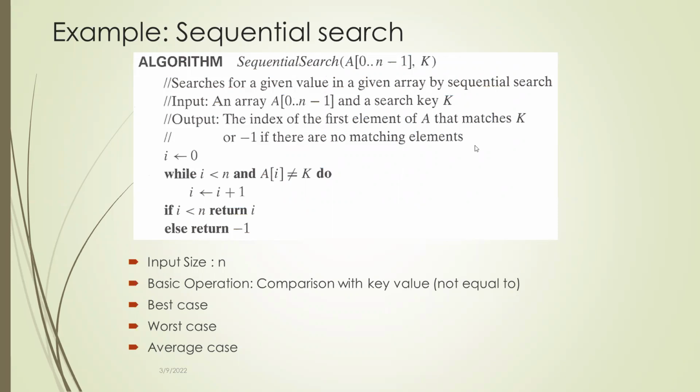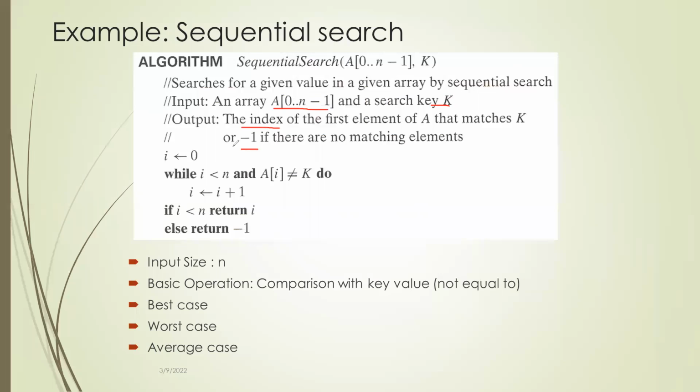In sequential search, the input is an array and a key, and we have to search whether the key element is available or not. Given an array of n elements, indexed from 0 to n minus 1, and a search key K, I'm going to search whether K is available in the array or not. If it is available, I have to return the index of the element of A that matches K, and I have to return -1 in case of failure.